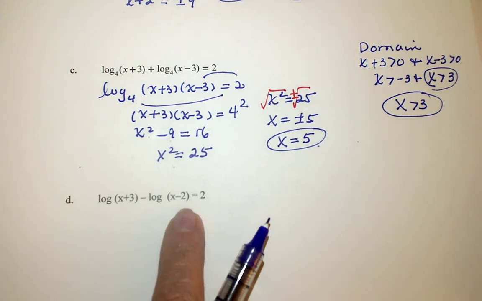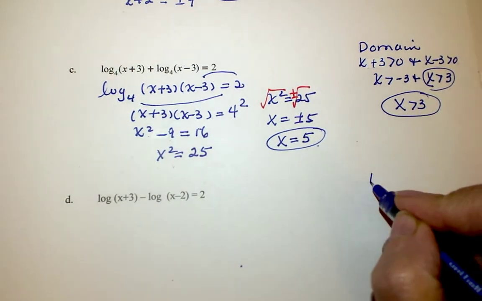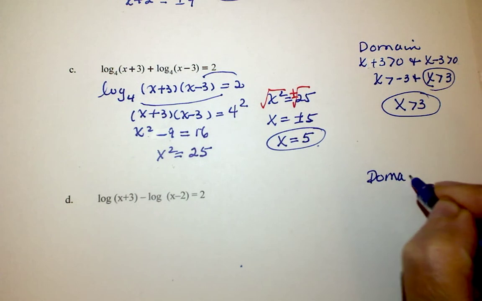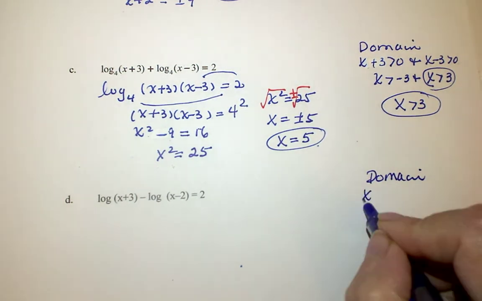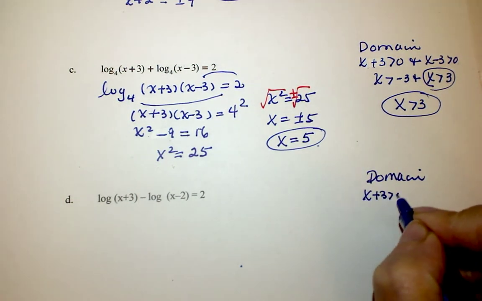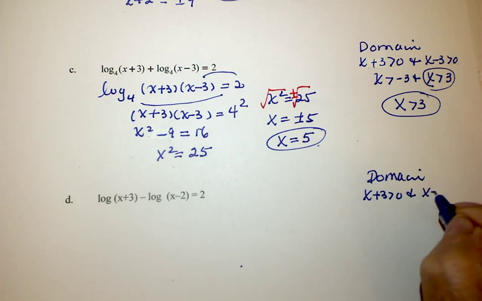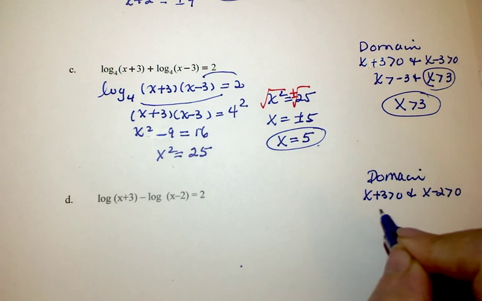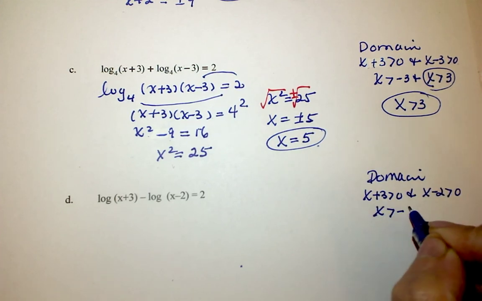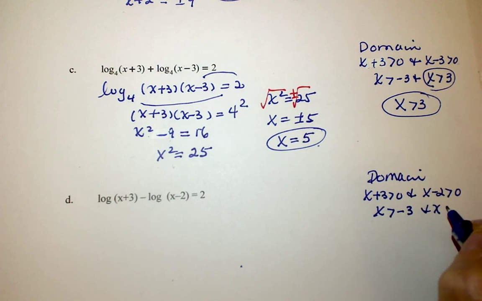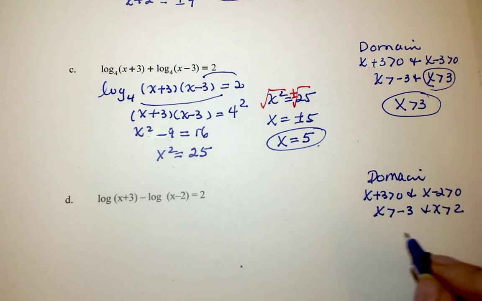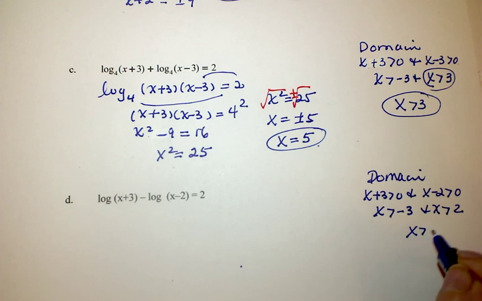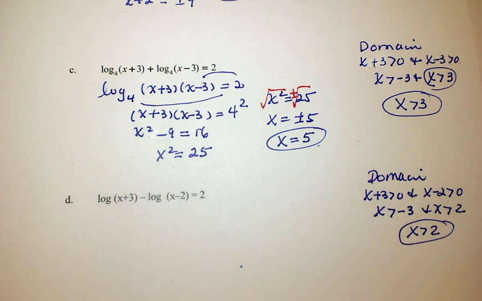Now this is a subtraction. Well, let's do the domain first. x plus 3 must be greater than 0, and x minus 2 must be greater than 0. x must be greater than negative 3. x must be greater than 2. Pick the bigger of the two numbers. x greater than 2 is your domain.